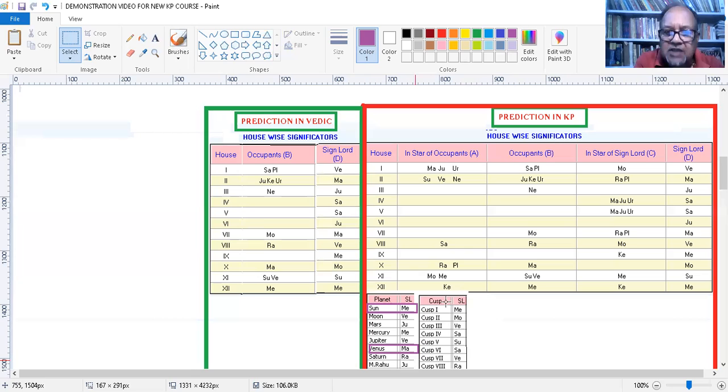The cuspal sublord here is in this table. You can see my cursor. We'll discuss this in the next video. Whether the second house that we are talking about has opened its doors, its gates, for the good results to flow out of it. That is the most important part of KP. The planets are powerless unless and until the cuspal sublords support the planets.